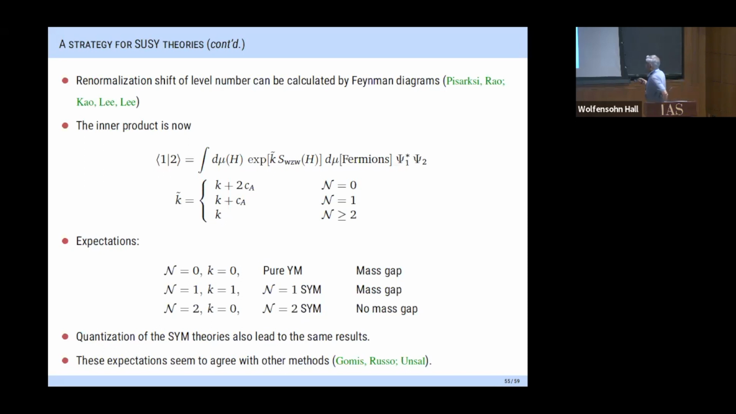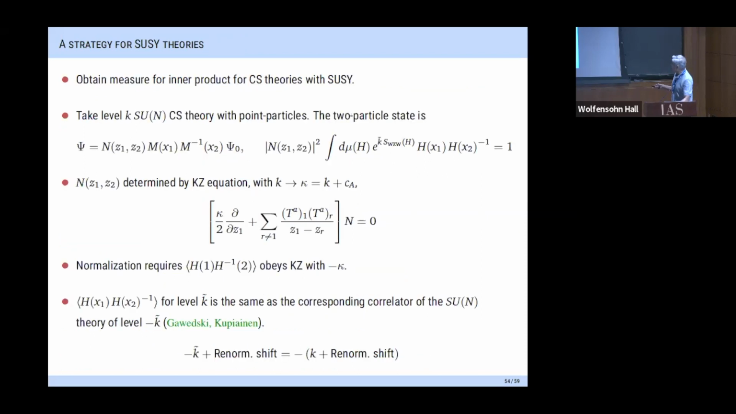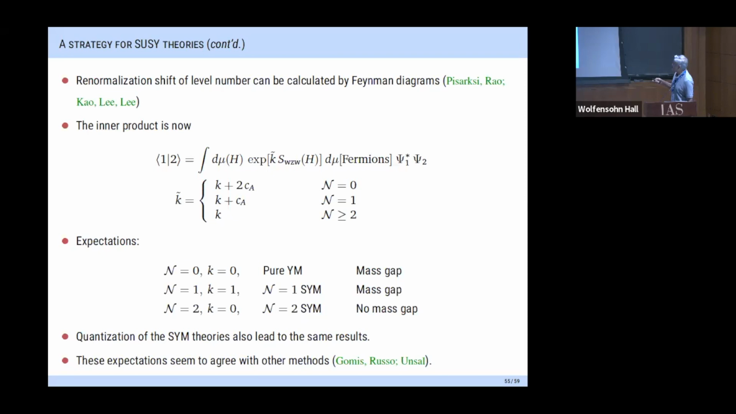K comes from the Chern-Simons. This is there from the beginning. So if I don't want the Chern-Simons, I can go back to pure Yang-Mills, put K equal to 0. If I take the n equal to 1 theory, then here is what you find from this previous equation here. You just put in the renormalization shift found by these guys, and you find this value. Okay, what does that tell us?